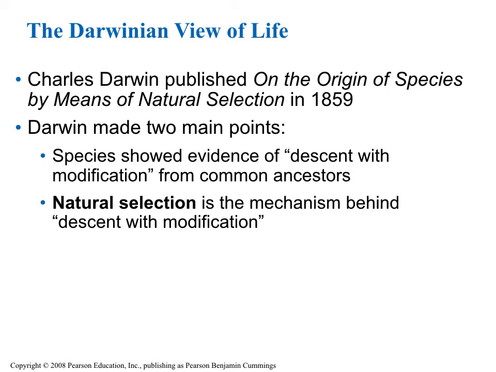So Charles Darwin published his Origin of Species by means of natural selection back in 1859 that discussed his trip on the Beagle to the Galapagos Islands. And in that publication he made two main points.